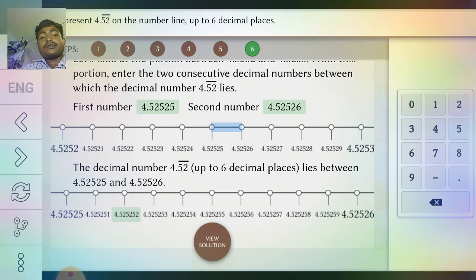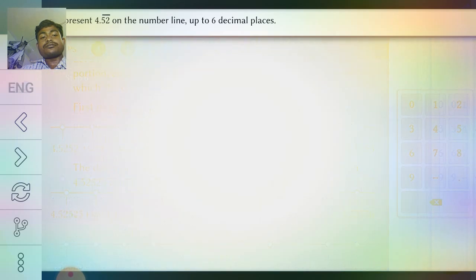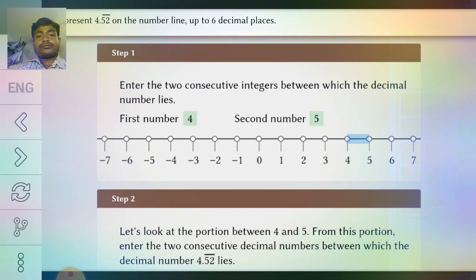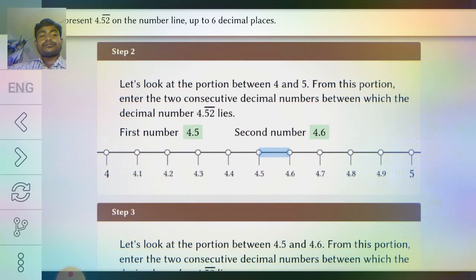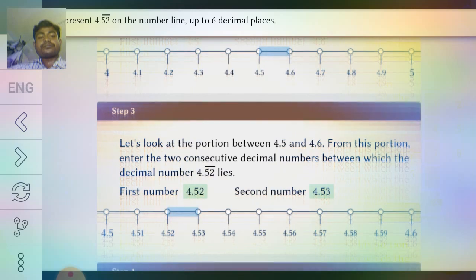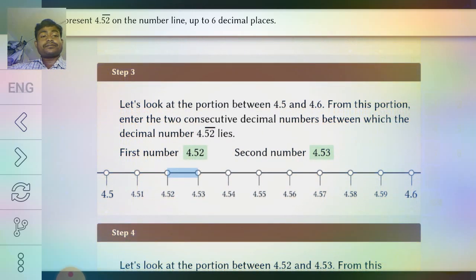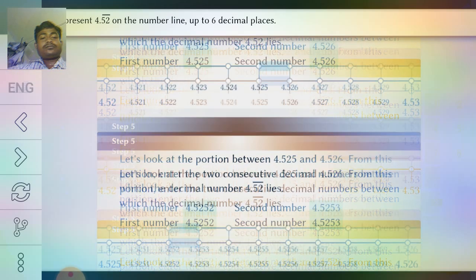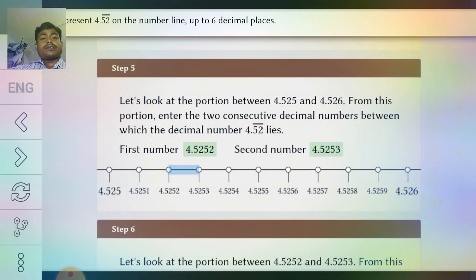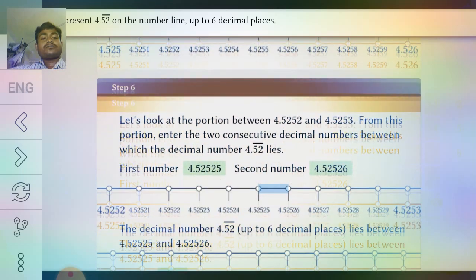Now see the entire solution. Then step 2, then step 3, then step 4, then step 5, then step 6.